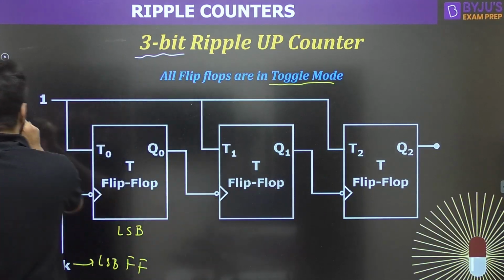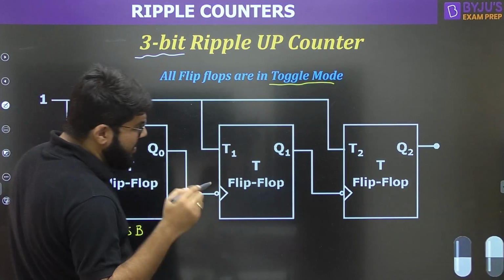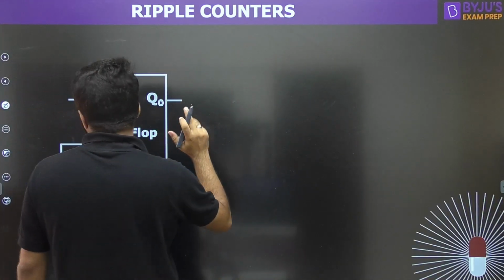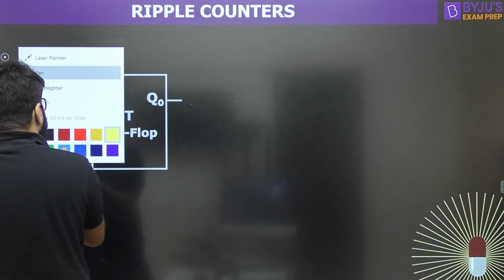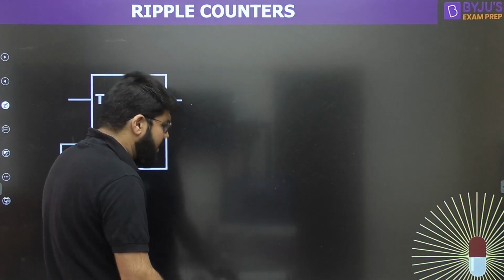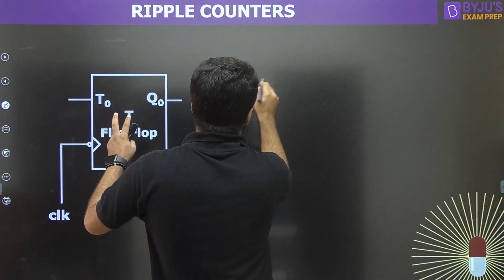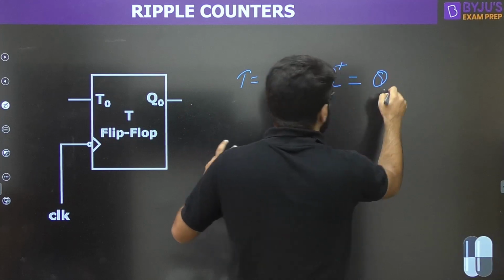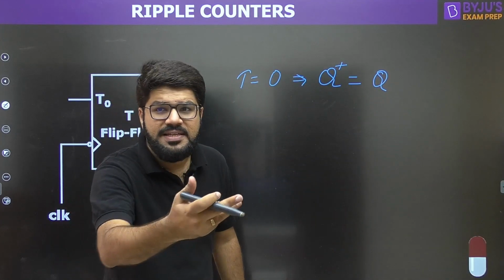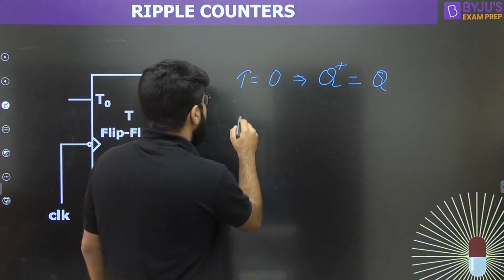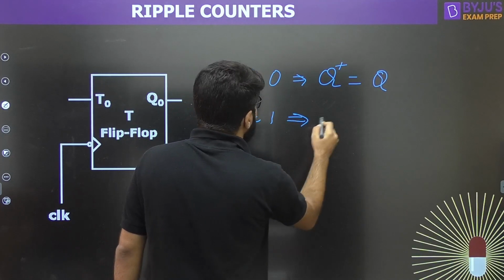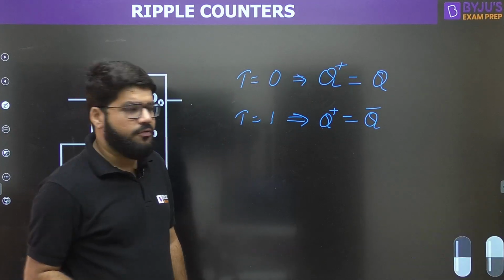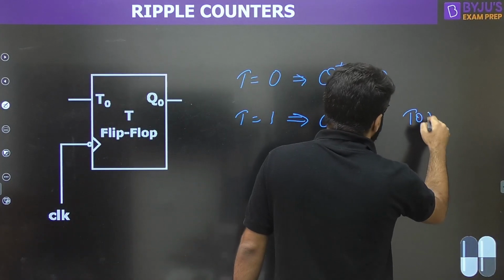Sir, what is the toggle mode of a flip-flop? You can design even using the JK, but I have taken the example of the T flip-flop. What do you mean by toggle mode? Let us quickly recall, everybody must be aware of this. In a T flip-flop, whenever the input T is equal to 0, there is no change in the state. Q plus, which I represent as the next state, is equal to Q, where Q is the current state. Whenever the T input is 1, Q plus is the complement of Q, complement or toggle.